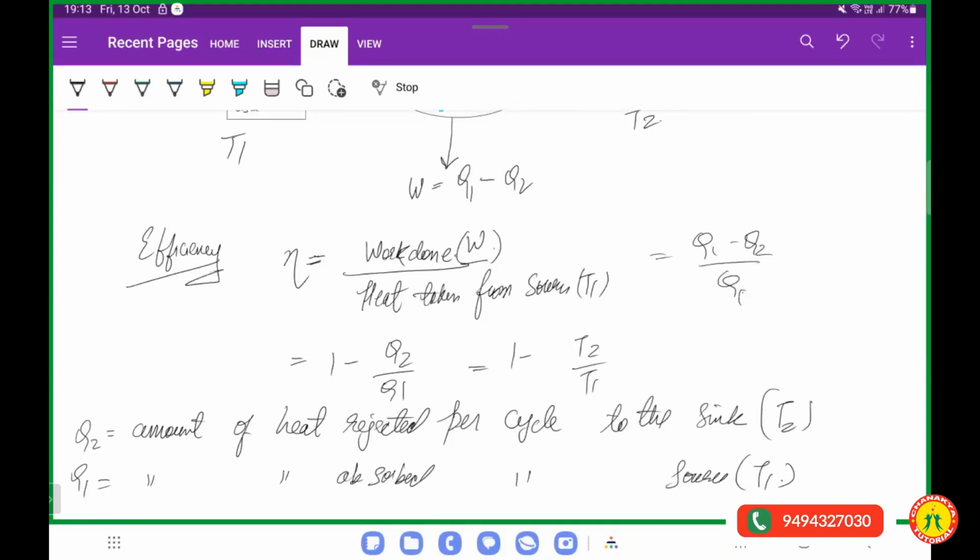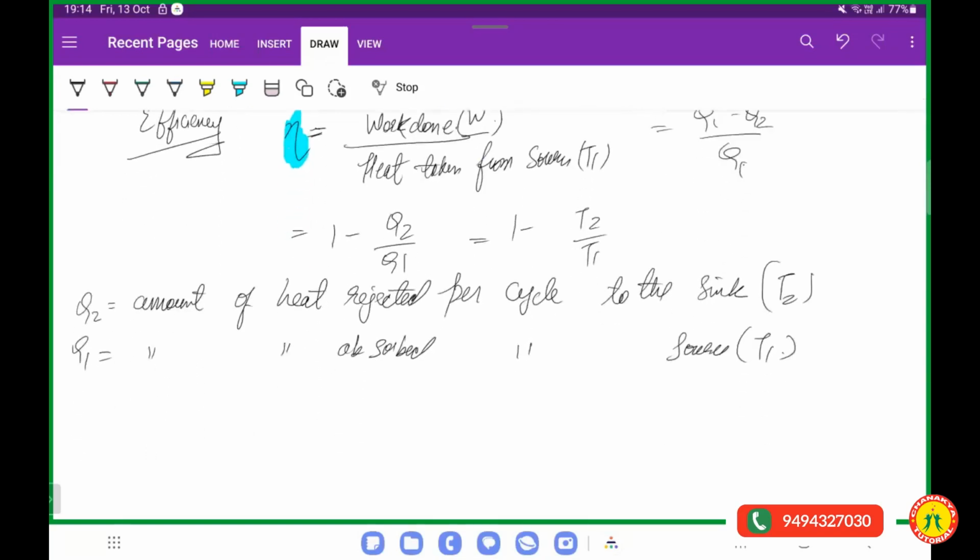If the numerator is greater than the denominator, it means work done will be greater than heat given. So obviously the value will be greater than 1. That means efficiency greater than 1, more than 100%, which is ideally impossible.